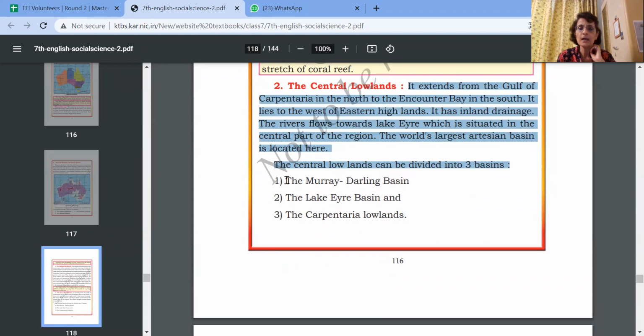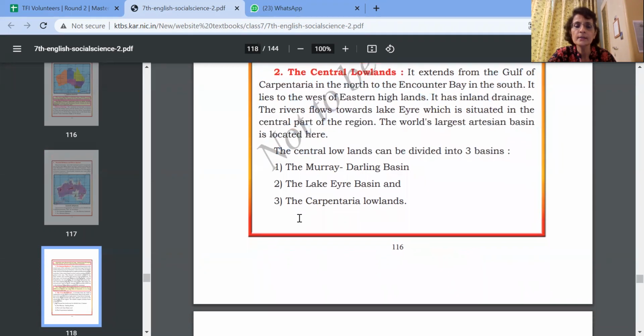And now the central lowlands can be divided into 3 basins. So these are the 3 basins that the central lowlands can be divided into. So you can mark all these as important because I think all points here are important. Okay, I hope you have understood this. So we can move on. So we have the Murray-Darling Basin, then we have the Lake Eyre Basin, and then we have the Carpentaria Lowlands.